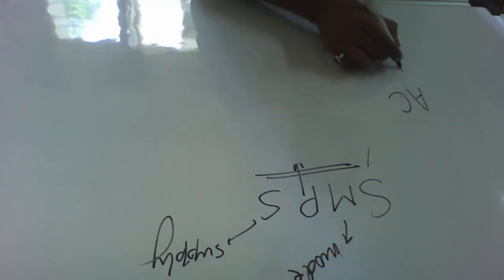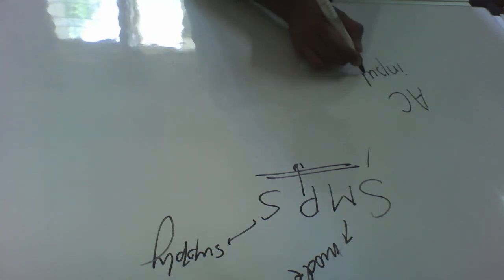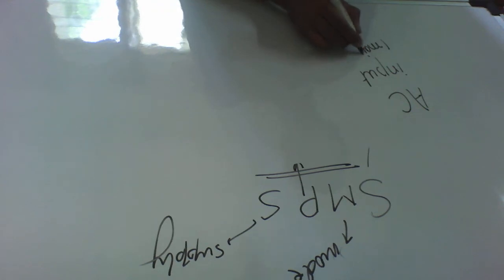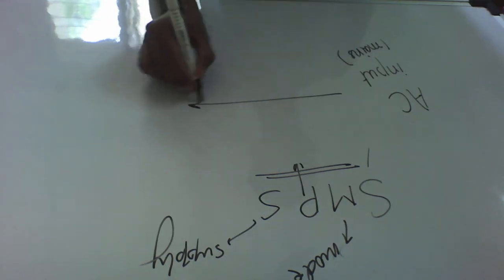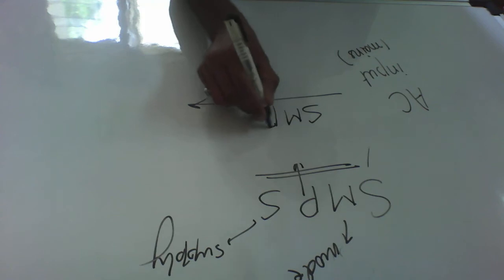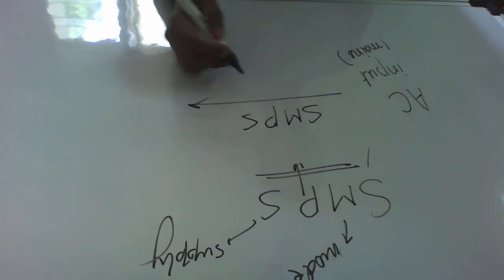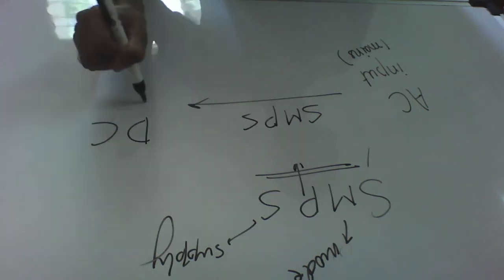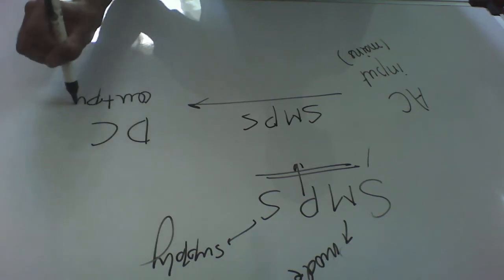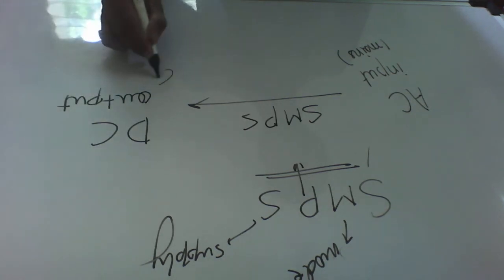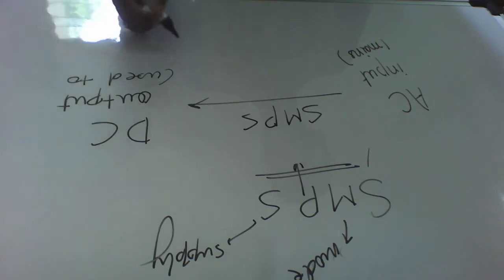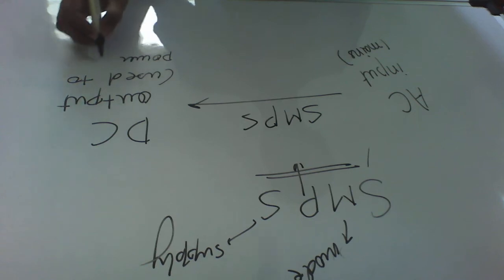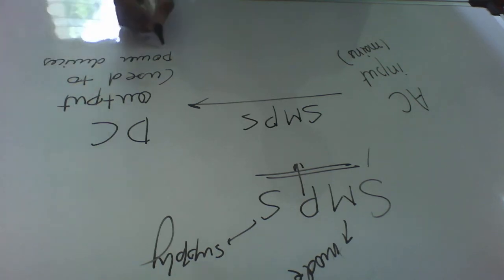The basic concept behind SMPS can be explained in short as follows: an AC input coming from the mains is passed through an SMPS, a switch mode power supply, which gives a DC output, that is direct current, which can be used to power devices operated on DC supply.